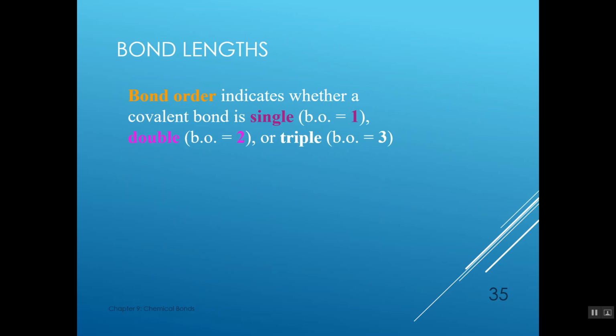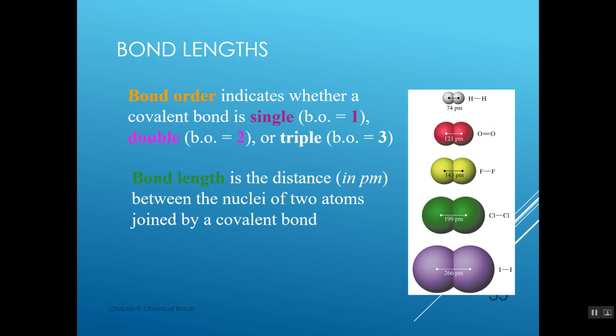Okay, another thing I want to talk about here is bond lengths, but before we do that, let's talk about bond order, which is not a difficult concept to grasp. Bond order basically is a reflection of the number of bonds that exist between 2 atoms that are covalently bonded, all right? So a single bond, the bond order for that bond is 1. For a double bond, the bond order is 2. For a triple bond, the bond order is 3.